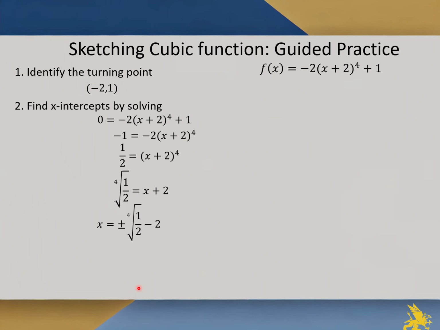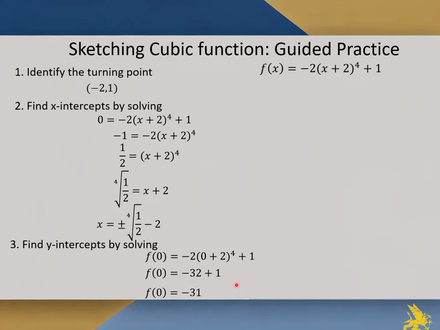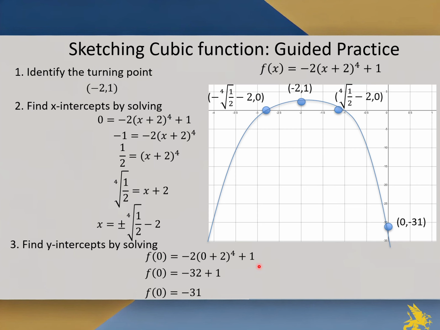The next step is to find the y-intercept by solving. The y-intercept is when x equals 0. So I make x equals 0. 0 plus 2 is 2. 2 to the power of 4: 2 times 2 is 4, 4 times 2 is 8, 8 times 2 is 16. 16 times -2 out the front is -32. -32 plus 1 is -31. So I've got all of my points that I need. I've got my y-intercept, my turning point, and both my x-intercepts that I am able to label.